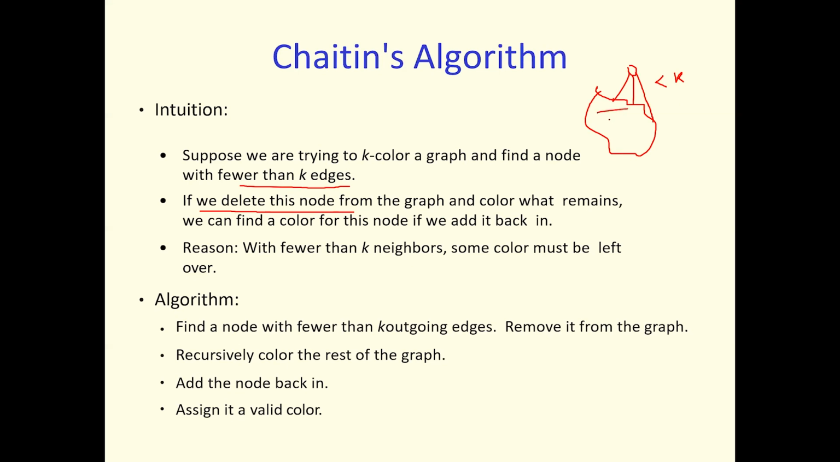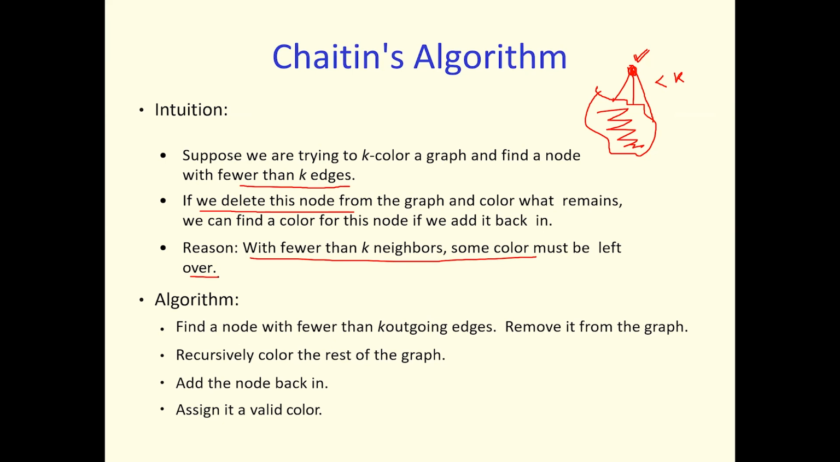So if I can k-color this part of the graph, clearly I can always color this extra node which I had ignored earlier, because whatever it is connected to, there are fewer than k neighbors. So at least one color will not be there on any neighbor, so I can use it. So this is a recursive algorithm. You delete a node, you recursively color the rest of the graph, you add this node back, you add all the edges, and then you color this node correctly, because with fewer than k neighbors, some color must be left over. Anyone having any questions about this?